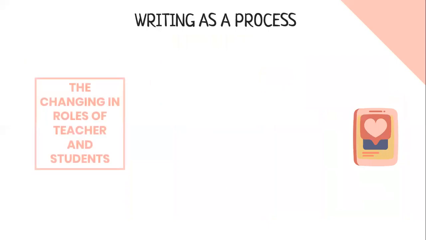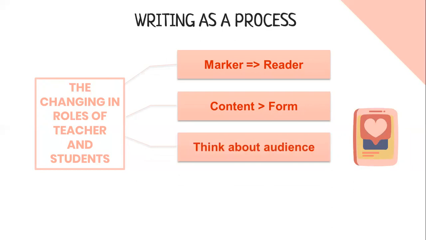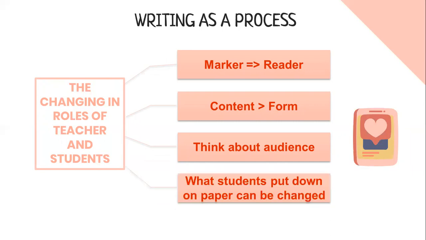There is a change in roles of teacher and student in writing as a process. The teacher needs to move away from being a marker to a reader, responding to the content of student writing more than the form. Students should be encouraged to think about the audience. Who is the writing for? What does this reader need to know? Students also need to realize that what they put down on the paper can be changed. Things can be deleted, added, restructured, reorganized.